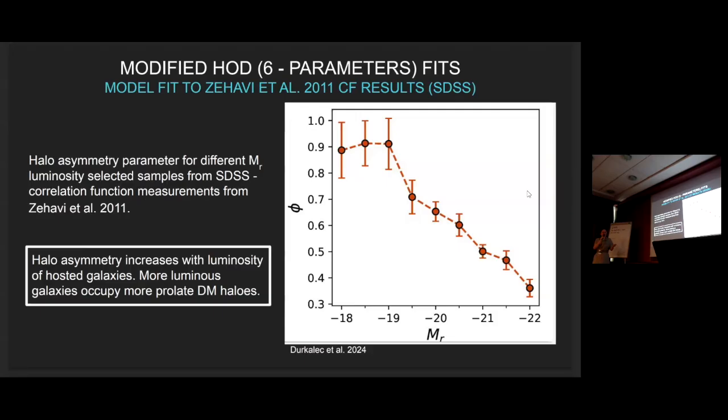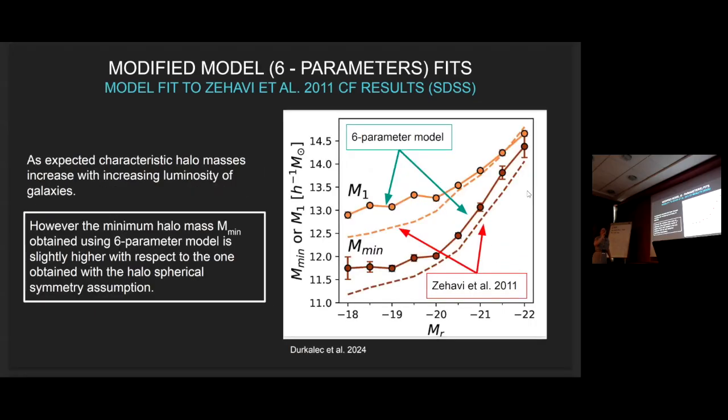So they had samples that are divided into luminosity. So they measured the correlation function for different luminosity samples. And I repeated the measurement with my model, and I got the values of phi. As you can see, the asymmetry of the halo is quite drastically changing with the luminosity, with the increasing luminosity of galaxies. So the last slide is just to compare the parameters that I got.